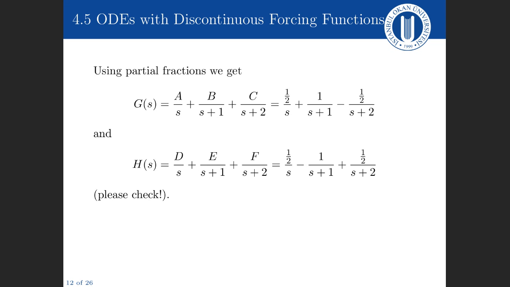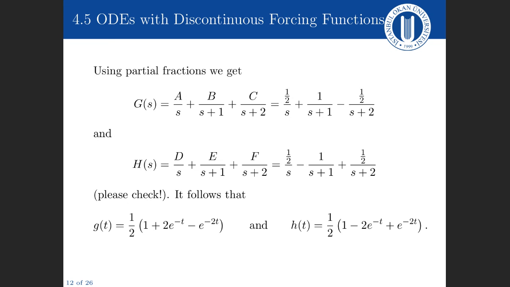Check that capital G is (1/2) over s plus 1 over s plus 1 minus (1/2) over s plus 2. And capital H is (1/2) over s minus 1 over s plus 1 plus (1/2) over s plus 2. Assuming these are true, you can also check that small g and small h are these functions. Small g is a half times 1 plus 2 e to the power minus t minus e to the power minus 2t, and small h is a half times 1 minus 2 e to the power minus t plus e to the minus 2t.